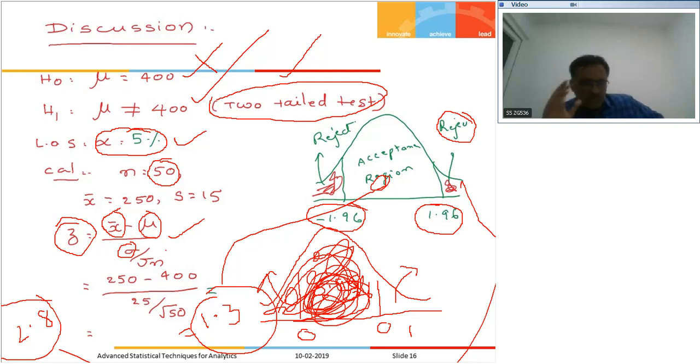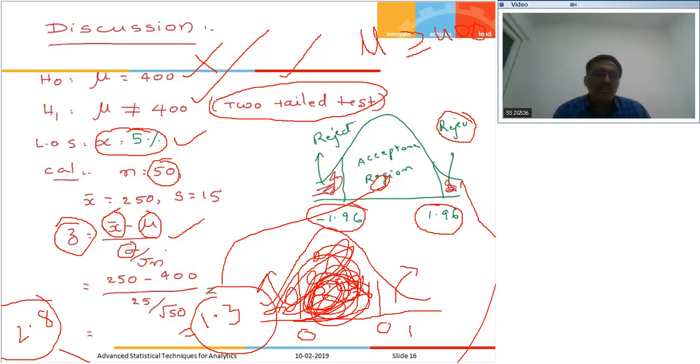Two-tail, one-tail I'll explain. Suppose the alternative hypothesis is mu greater than or equal to 400, for the same problem. Then it is a one-tail test, mu greater than or equal to 400 only. We are validating only that. So it becomes a one-tail test, and more particularly a right-tail test.